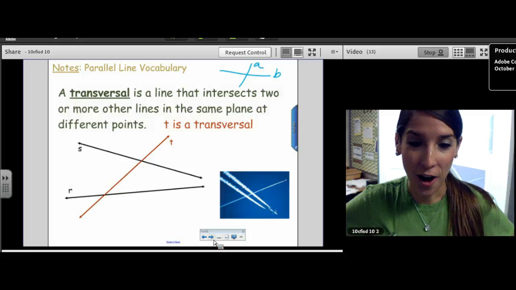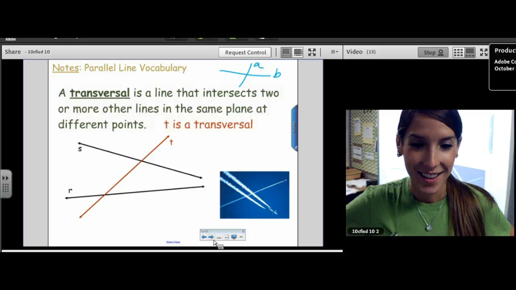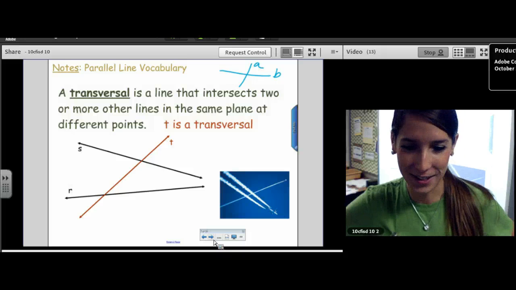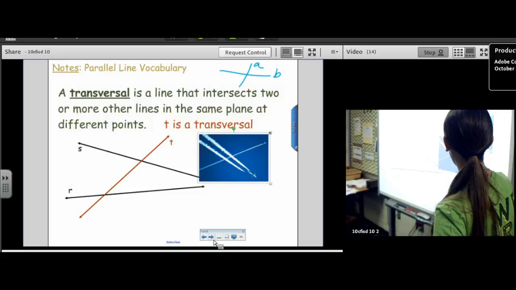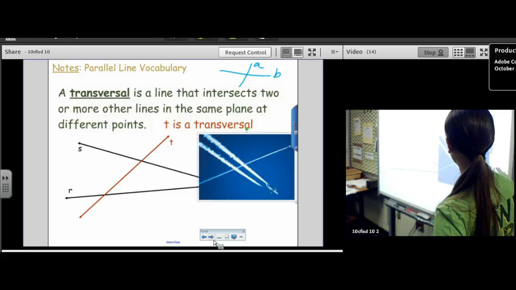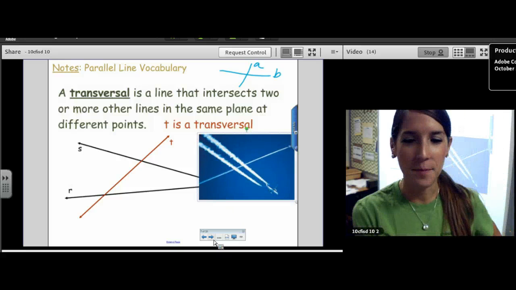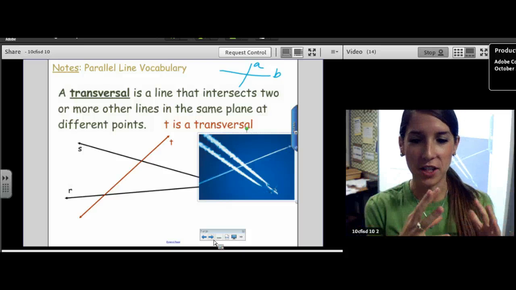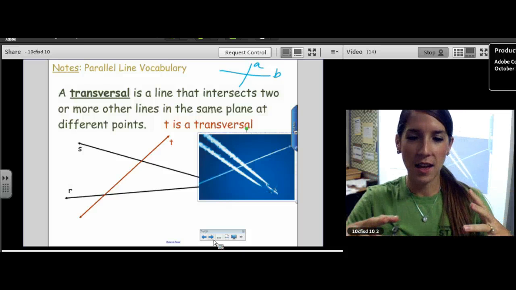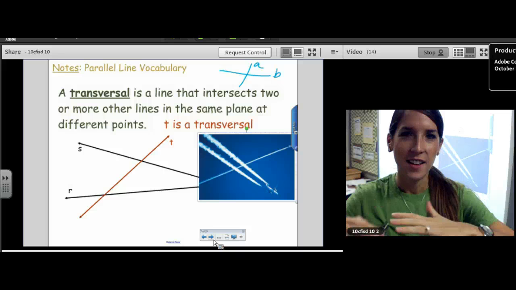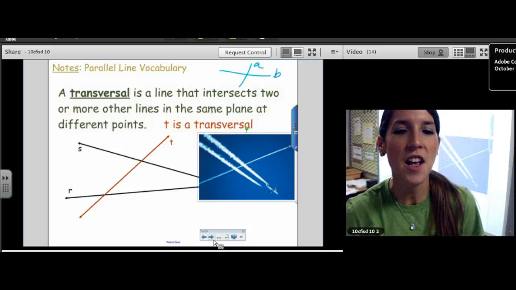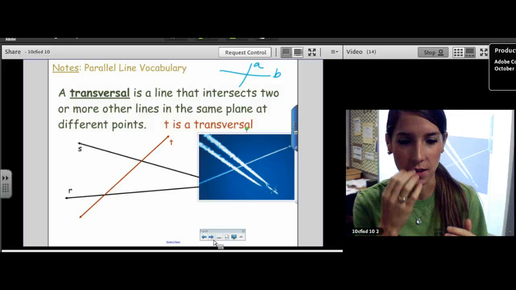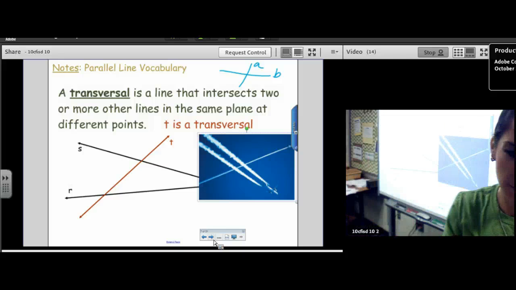Trans is across. It goes across the universe. There you go. Okay. Here's a real world picture of kind of like a transversal. Although, don't you think that if those are planes and those are the jet streams, those are probably in two different planes? Like these are probably here and the other one's probably here. They're probably not actually intersecting. The transversal does have to actually intersect. But anyways.